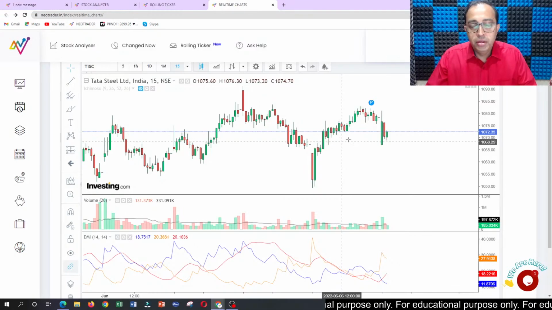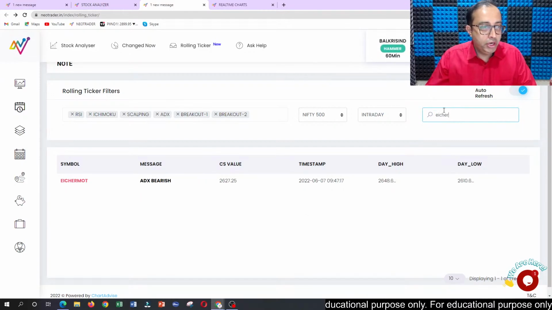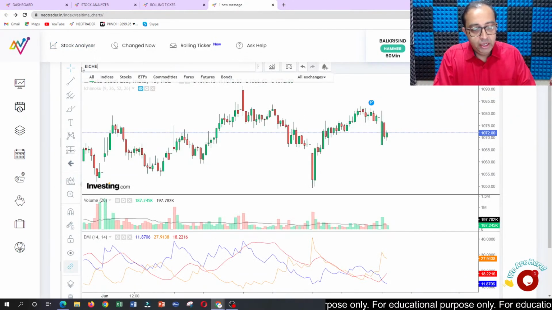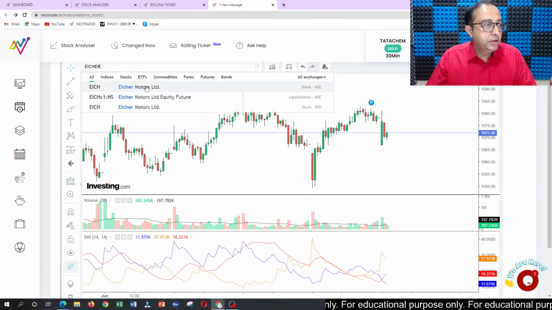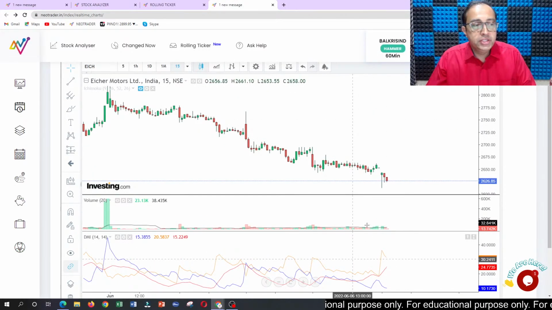That's the whole idea. So let's take a look at some more names which you guys are flashing. What is the rolling ticker telling about Eicher Motor? Yes, Sajid, you can see here Eicher Motor is flashed as ADX bearish. So let's go and take a look at Eicher. All right, and you can see here that Eicher is a clear bearish sign.